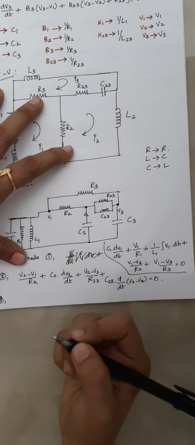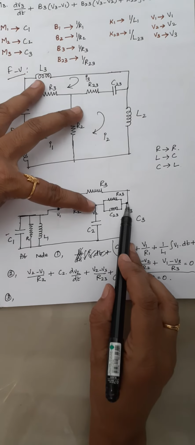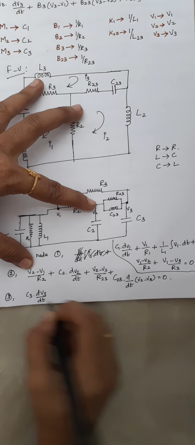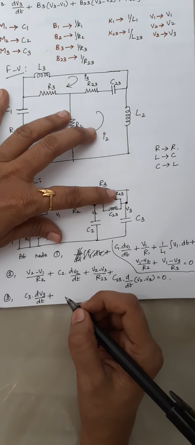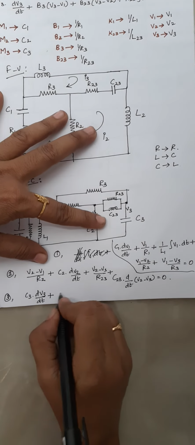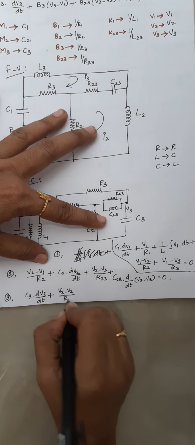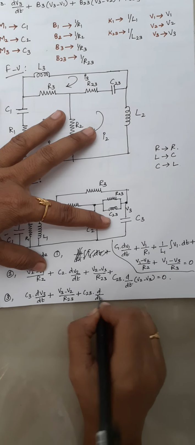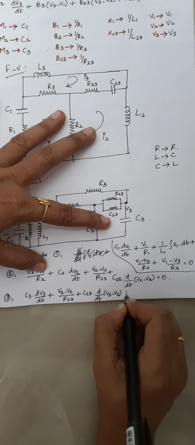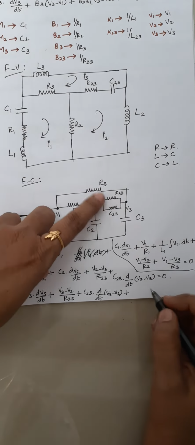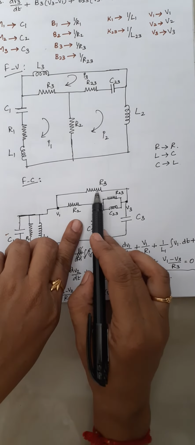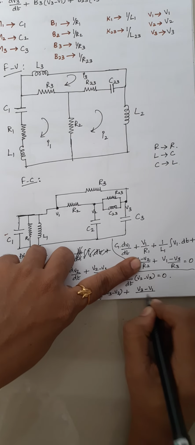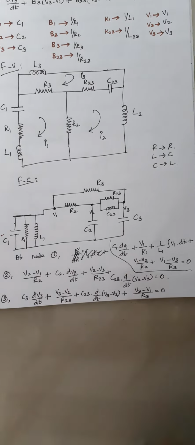Now I am going to write your node 3. So at node 3, as usual, we have C3, so C3 into dV3 by dt plus, and the next ones are again for these two. We write V3 minus V2 divided by R23 plus, and for this C23 we write C23 into d by dt of V3 minus V2 plus, and finally we have R3. This R3 is connected between V3 and V1, so we write V3 minus V1 divided by R3, which is equal to 0, right?